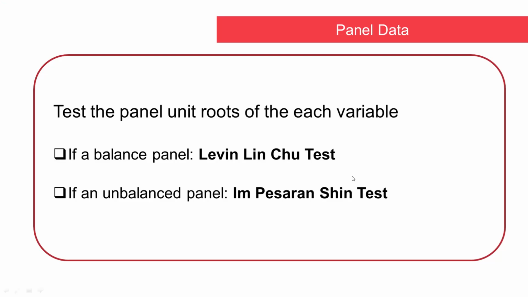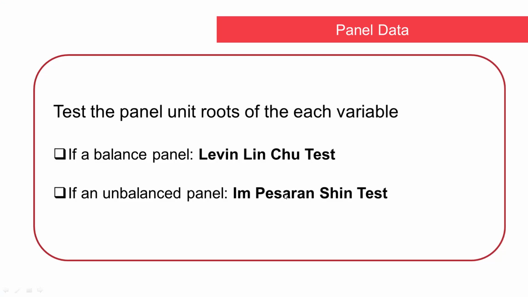You remember we have a balanced panel because I filled out the empty missing values as well. But don't do that kind of thing in your research, right? If you have an unbalanced panel, you need to do the Im-Pesaran-Shin test, right? Why are we doing this panel unit root test? To measure the stationarity, right? That is why we need to do the panel unit root test.